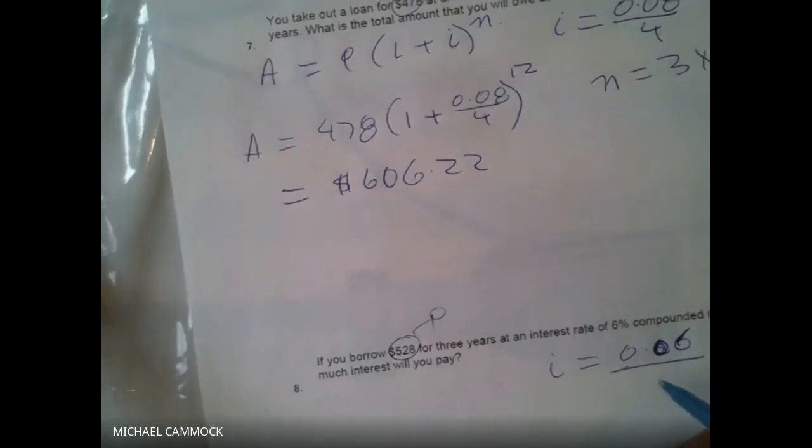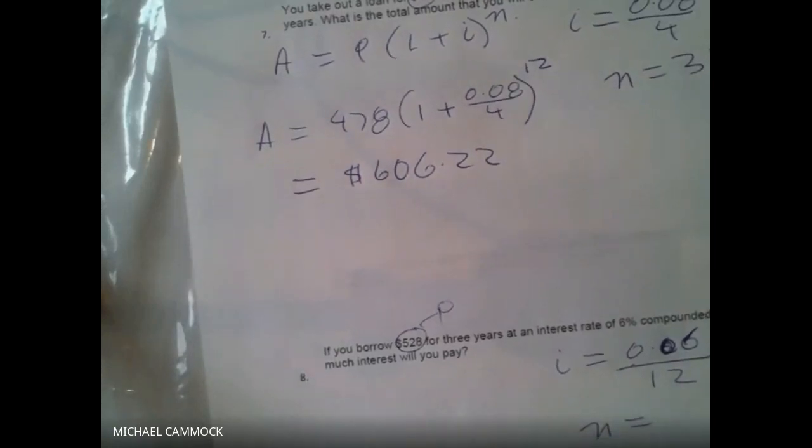Monthly is what again? 12. Nobody knows? It's 12. And my N is going to be the number of years, which is 3, multiplied by the same number, 12. So whatever I divide my interest by, I'm going to multiply my years by the same thing. So here, let's put that into the formula now.